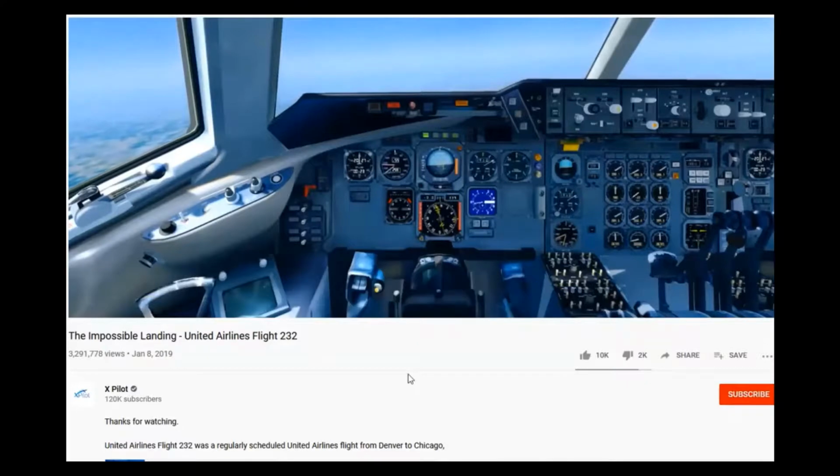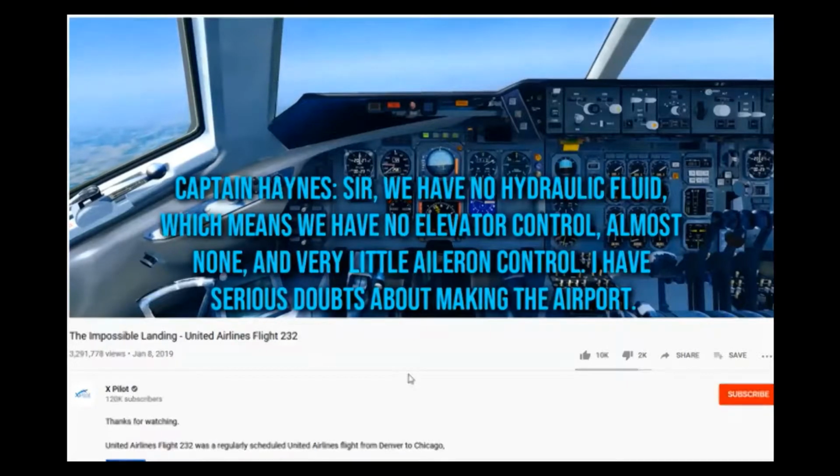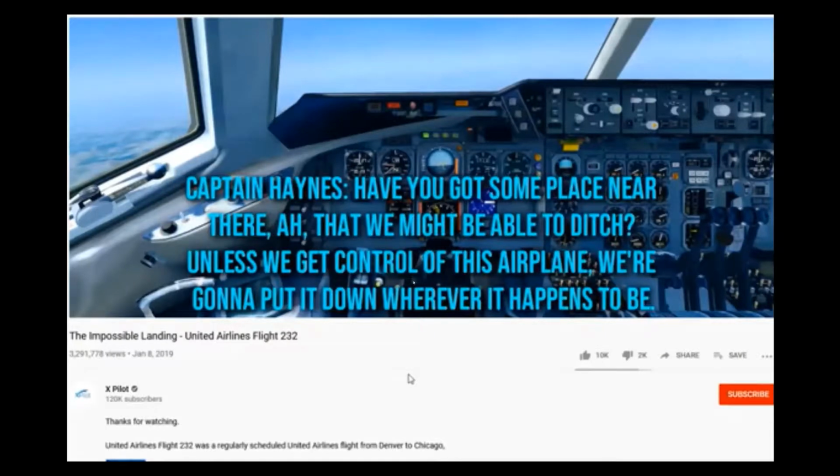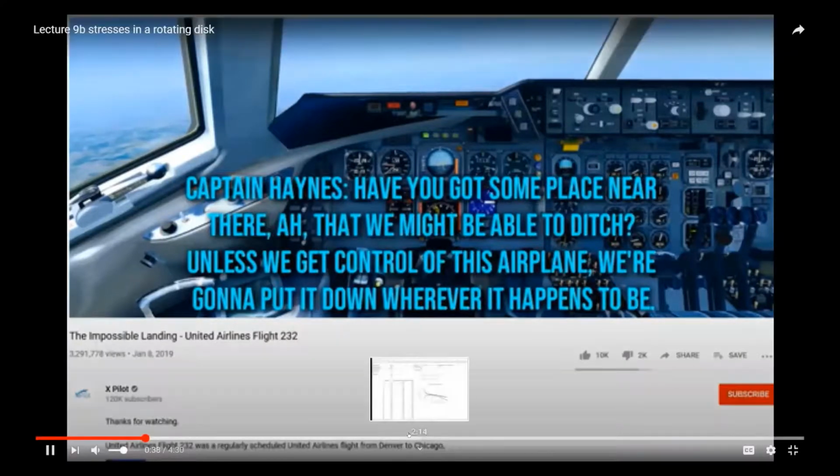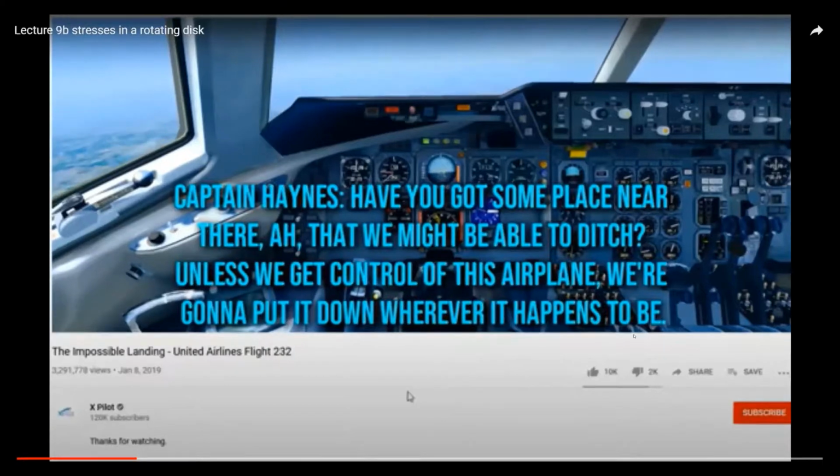United 232 Heavy Sioux City. We have no hydraulic fluid, which means we have no elevator control. Almost none. Like in the airport. If you've got someplace near there that we might be able to ditch, and let's get control of this airplane, we're going to put it down wherever it happens to be.